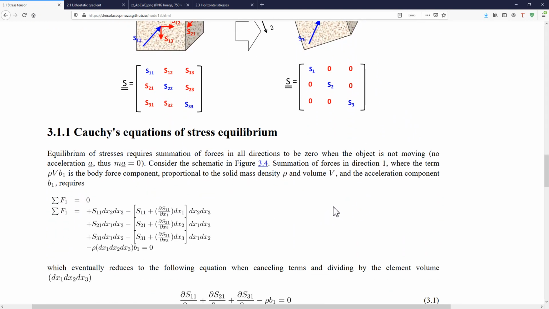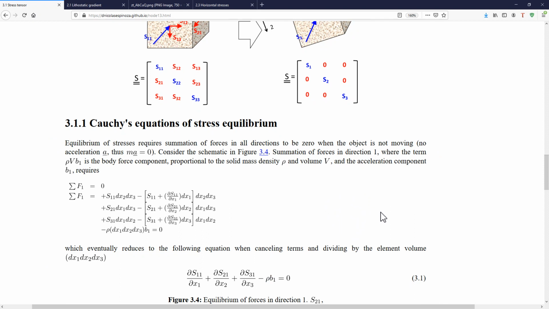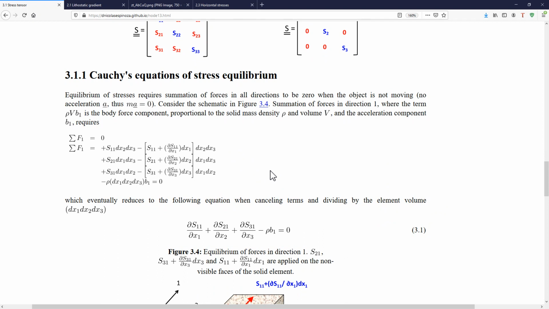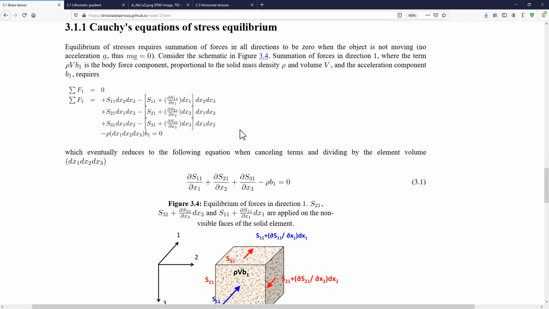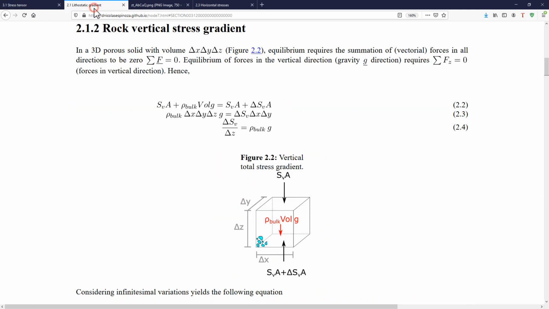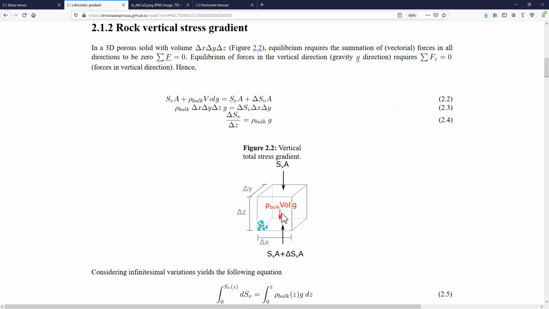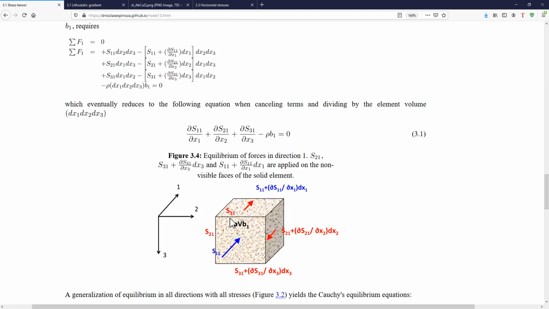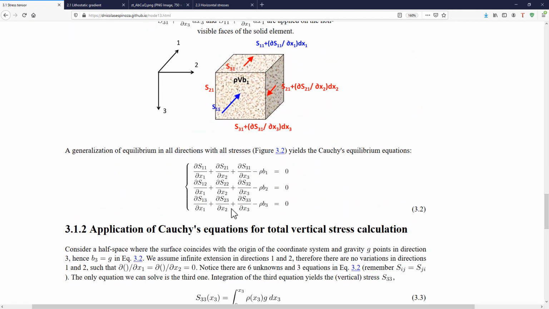Just a few more things about my notes here, just to complete the explanation of this. Here we see the derivation of the Cauchy equations of equilibrium. Now that we know what the stress tensor is and that we also have shear stresses, we can add up all the stresses in one direction, doing something very similar to what we did in this case to calculate the vertical stress gradient, but now we add also the shear stress terms. And when we do that, we get a differential equation like this one, that if we extend to 3 dimensions, looks like this.